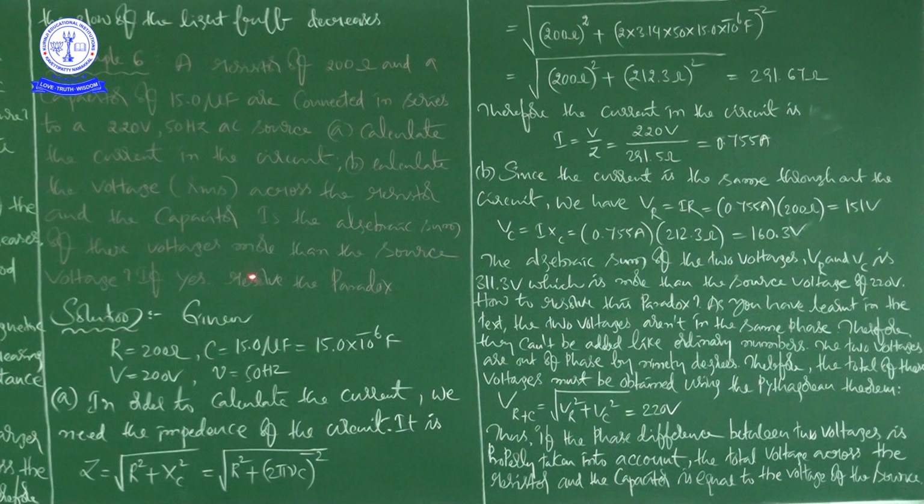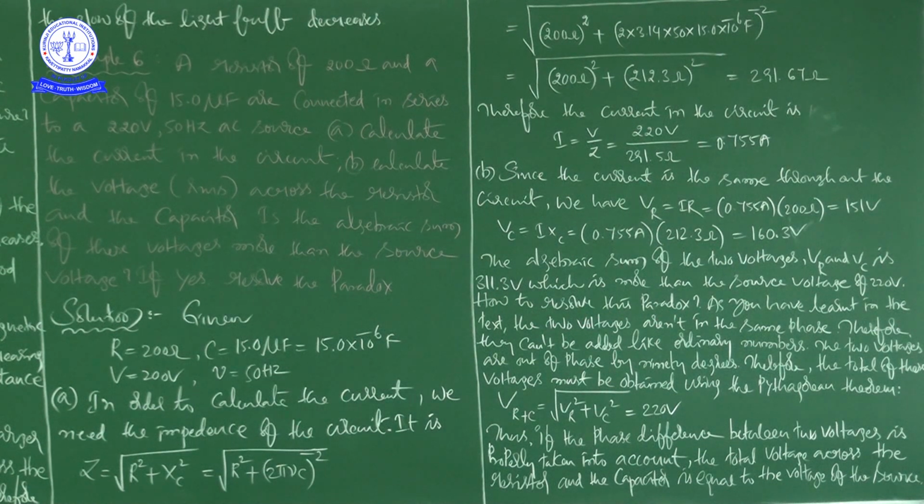Okay, right. Now see here, what is the question he asked? Is the algebraic sum of these voltages more than the source voltage? The algebraic sum of the two voltages VR and VC is 311.3 volts. You just get the sum of these two. Is it more than the source voltage? Yes, because the source voltage is 220 volts only. How to resolve this paradox?